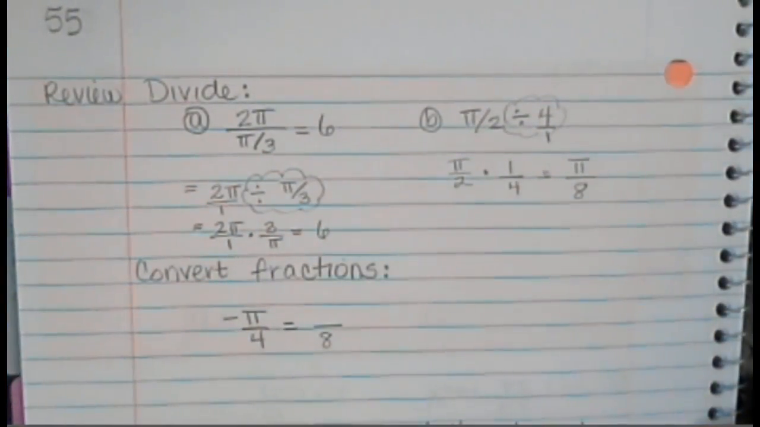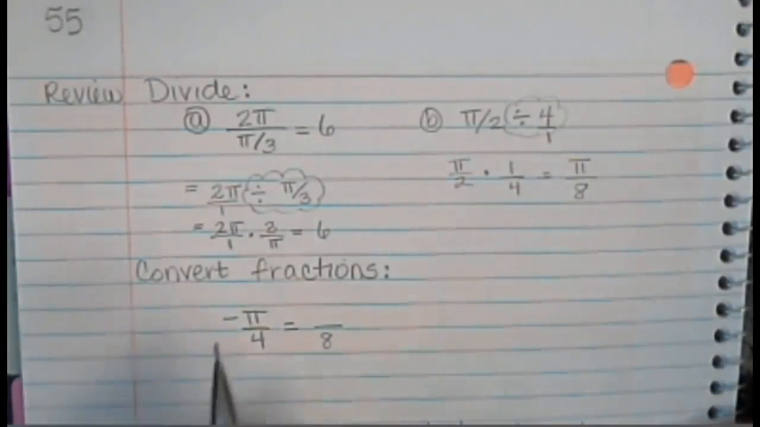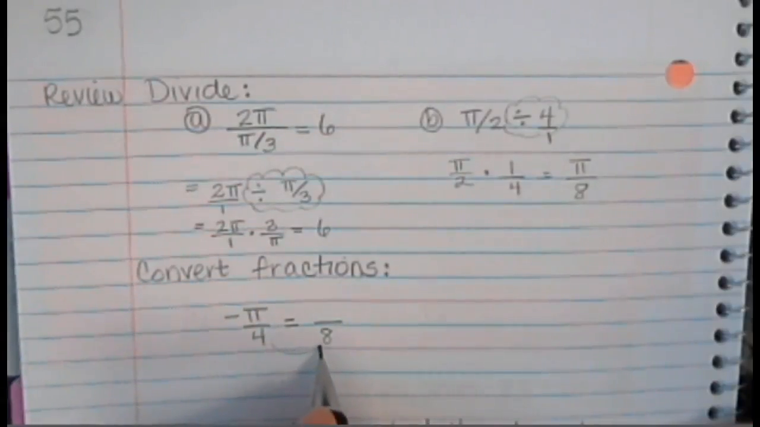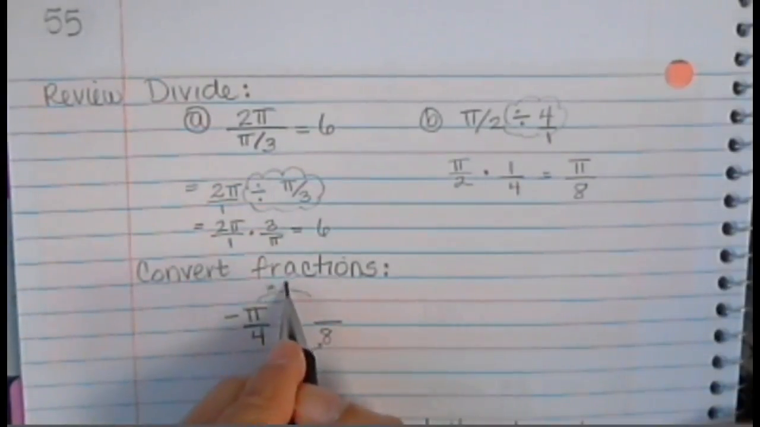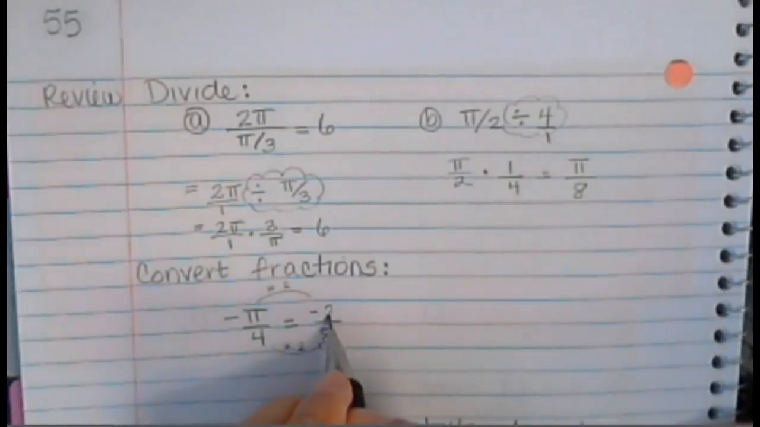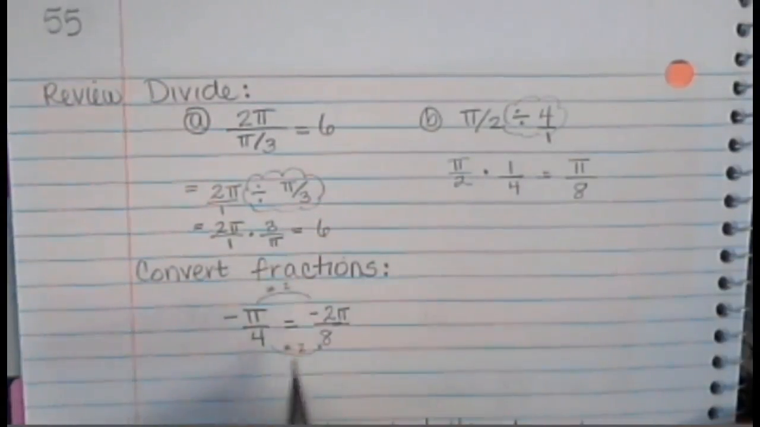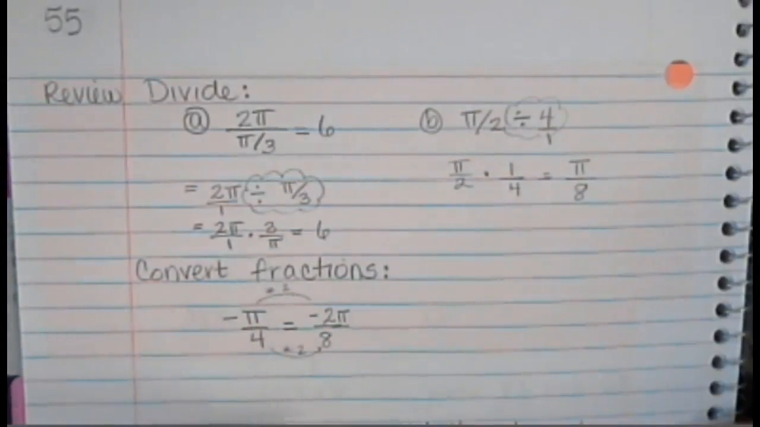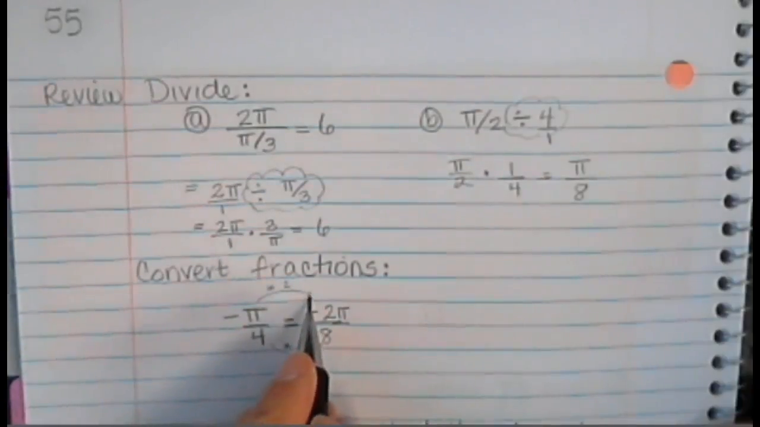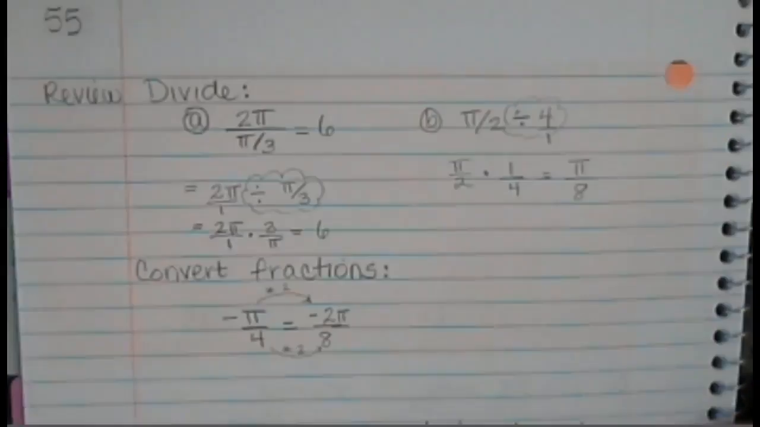The other thing that you need to do for this particular section is to be able to convert fractions to have the same denominator. So notice, if I have a 4, we multiply by 2 in order to get to the denominator of 8. So I've got to multiply times 2 at the top as well, and I get negative 2 pi. I know this is a fraction that can be reduced, and its reduced fraction is negative pi over 4. But remember, we were changing it to get into the denominator of 8.